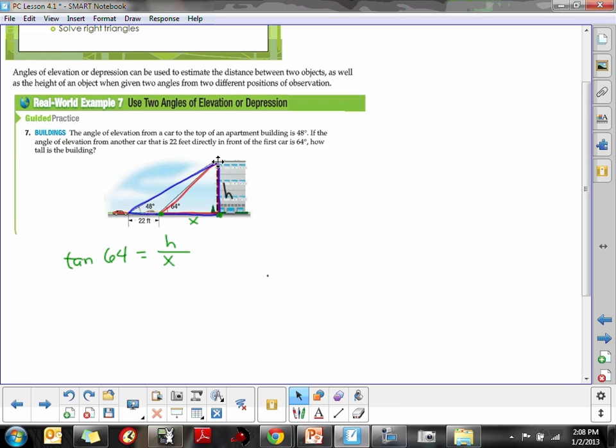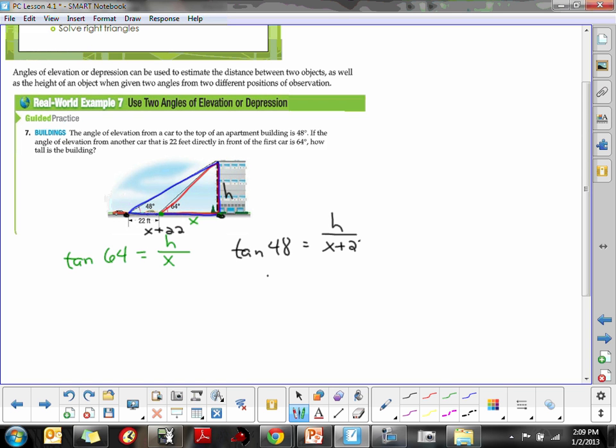Then if I go to the second triangle, the tangent of 48 degrees is going to have to equal, again, the opposite side, which is the height of the building, all over the distance from the car to the building, which, be careful with this, because it's going to be x plus 22. So the distance is x plus 22.